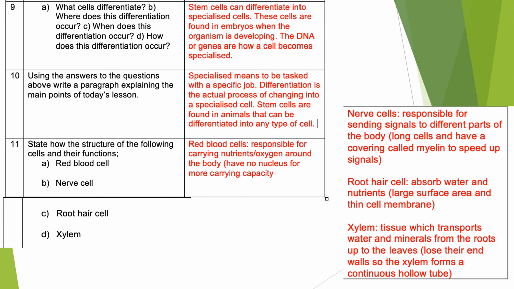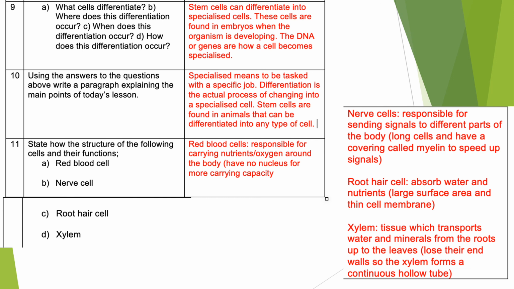Number 10, using the answers to the questions above, write a paragraph explaining the main points of today's lesson. So obviously your answer can differ a lot from this, but I just wrote that specialized means to be tasked with a specific job. Differentiation is the actual process of changing into a specialized cell. Stem cells are found in animals that can be differentiated into any type of cell. And obviously you can go much more into detail about the plant cells, the types of cells found in humans, some adaptations. You know, a paragraph is not enough to explain all the main points.